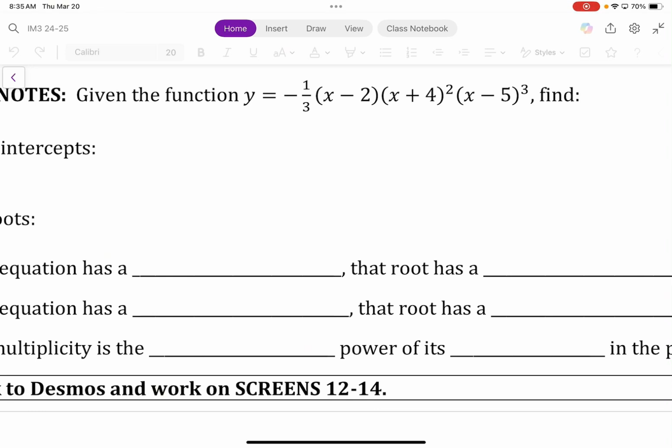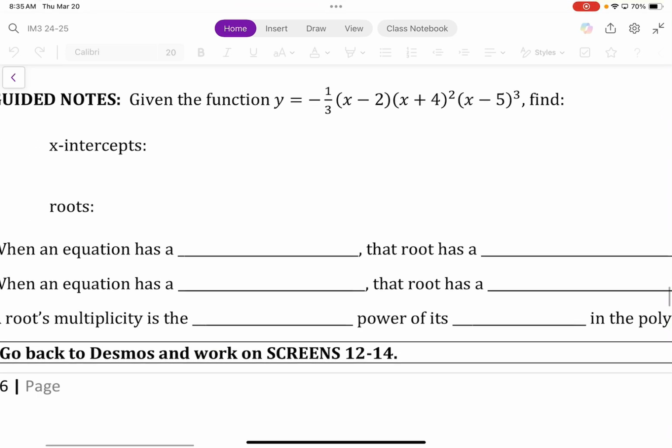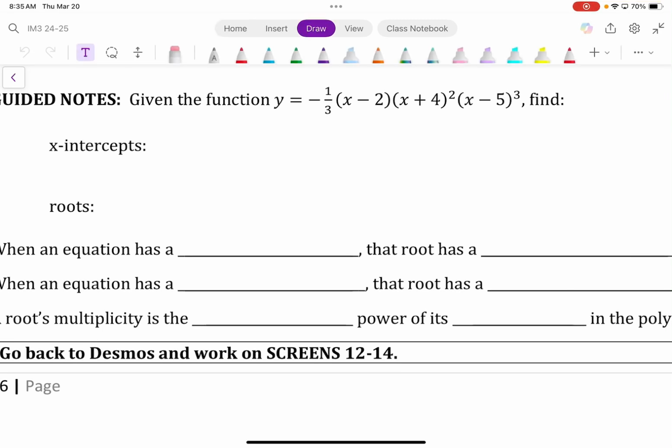to the third power, we want to find the x-intercepts and the roots. So let's begin by looking at what we have. We have a factor here at x minus 2. We have another factor here at x plus 4 squared, and then a third factor with x minus 5 to the third power. Now, I'm going to label these factors so you guys know what I'm talking about.